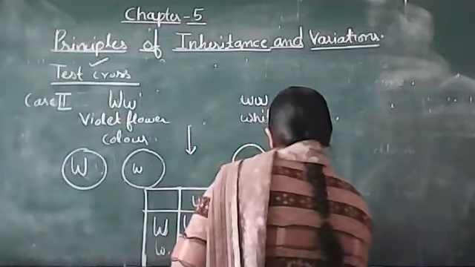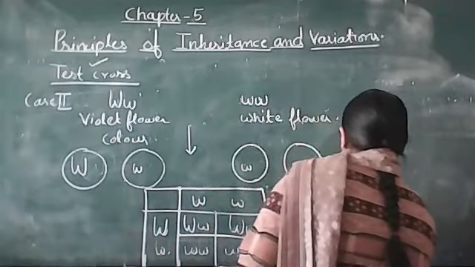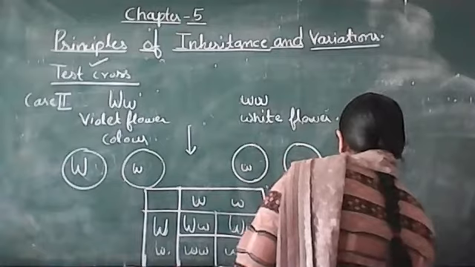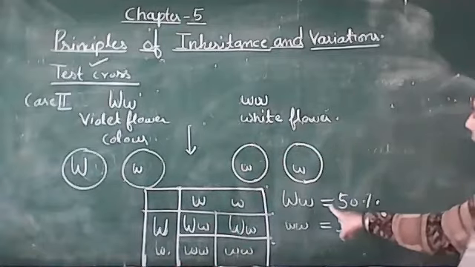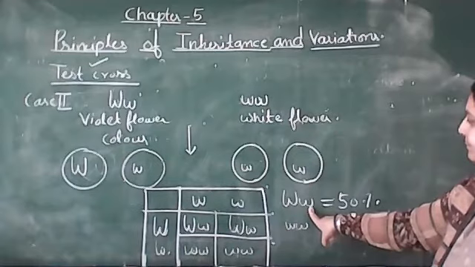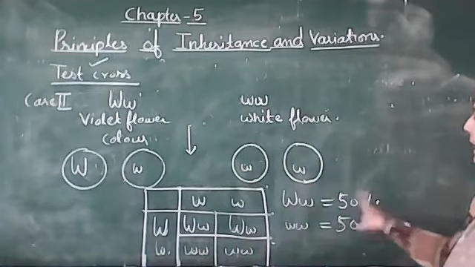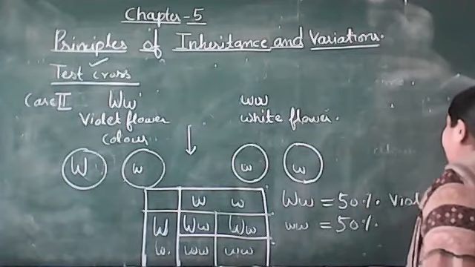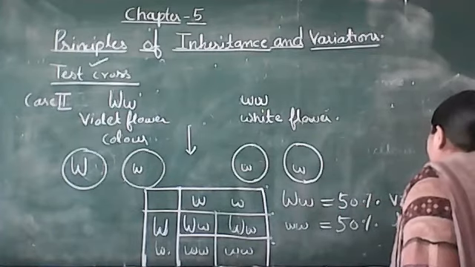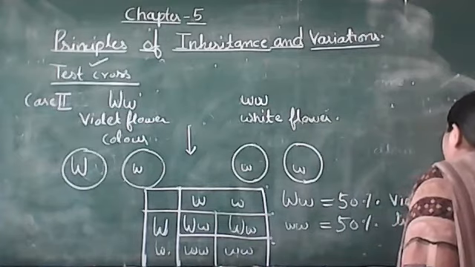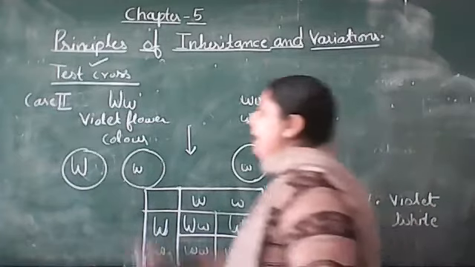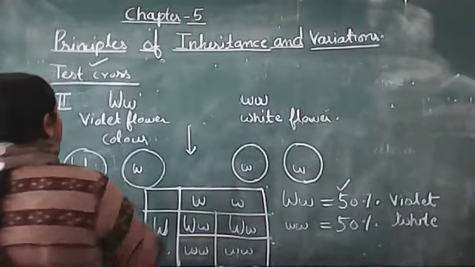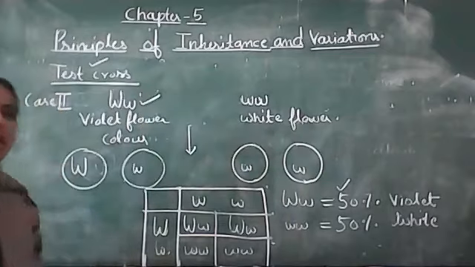So capital W, small w, we get how much? 50%. And small w, small w, is also 50%. So here we obtain the hybrid character, that is 50%, and the phenotype of this hybrid character is violet flowers. So violet flowers here we get 50%, and white flowers are also 50%. This means the parent whose phenotype we have checked is not the homozygous character. Instead of that, it is the heterozygous character.